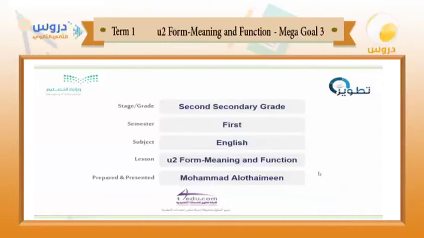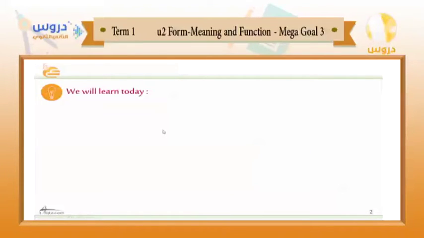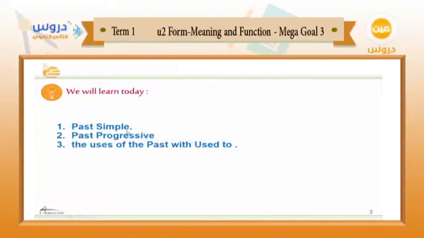Today's lesson is for second secondary grade, first semester, English subject, Unit 2: form, meaning and function. We will learn today past simple, past progressive, and the uses of past with used to.